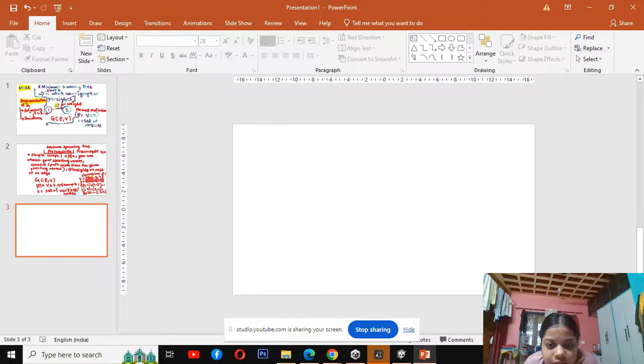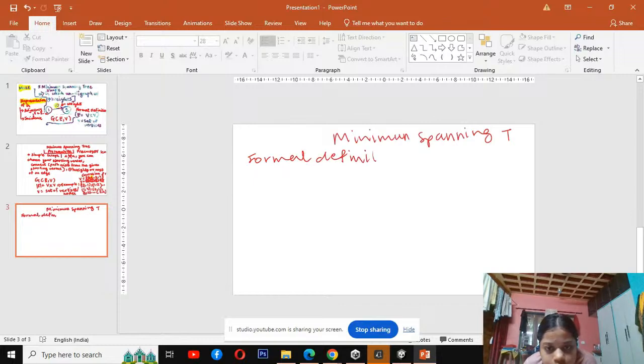So what I mean by minimum spanning tree, let's talk about the formal definition of a tree. So tree, I forgot actually. I'll come to it later.